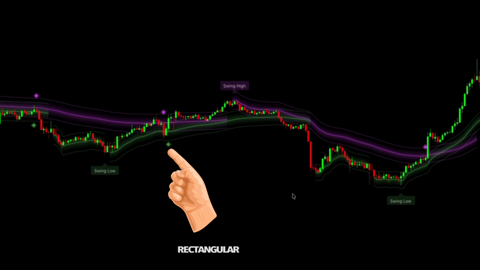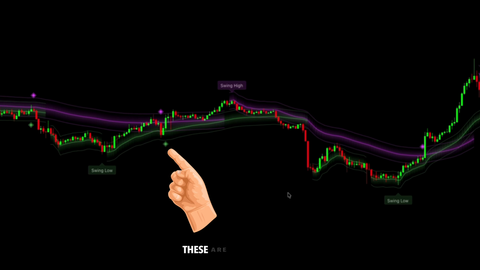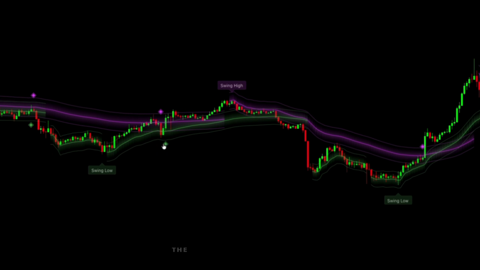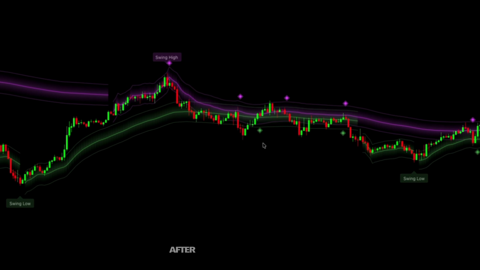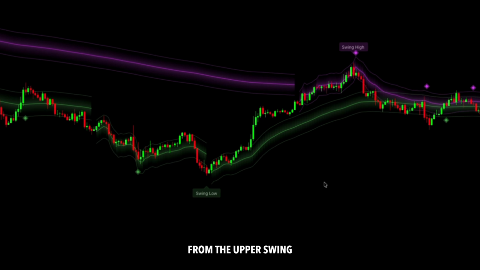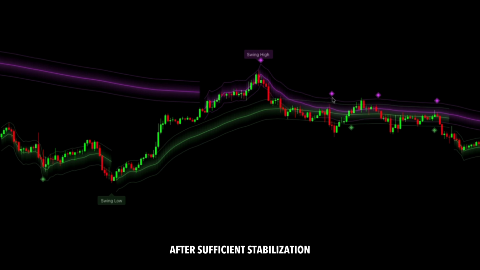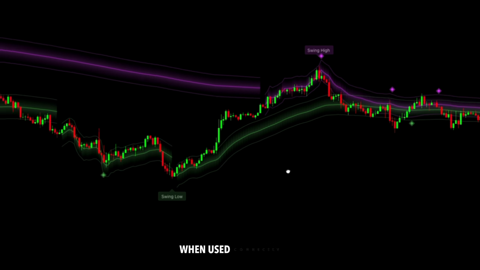You will also notice rectangular boxes on the chart. These are visual signals. The green rectangles appear when price crosses up from the lower swing band after sufficient stabilization. The purple rectangles appear when price crosses down from the upper swing band after sufficient stabilization. These rectangles are your primary entry signals when used correctly.